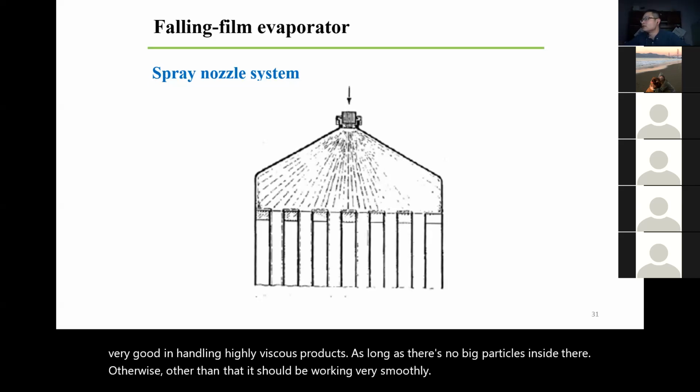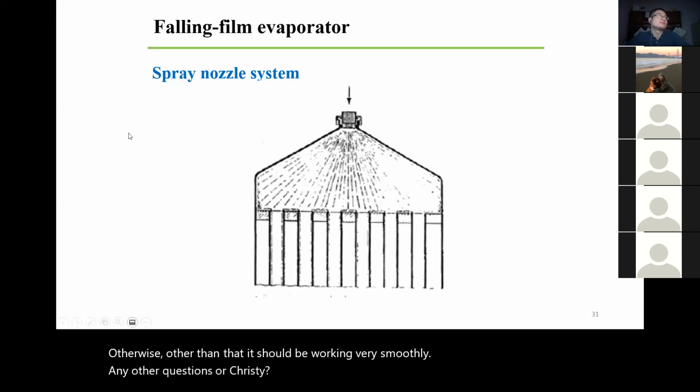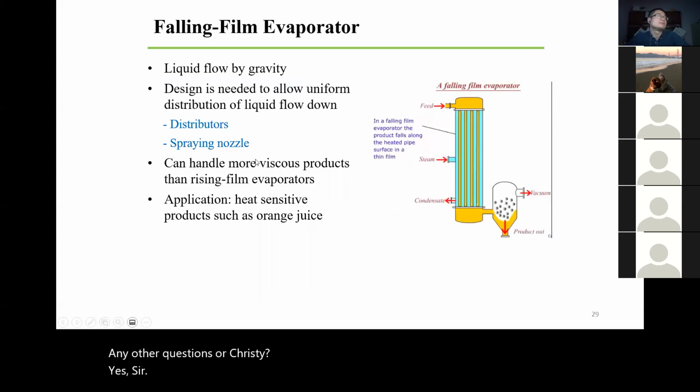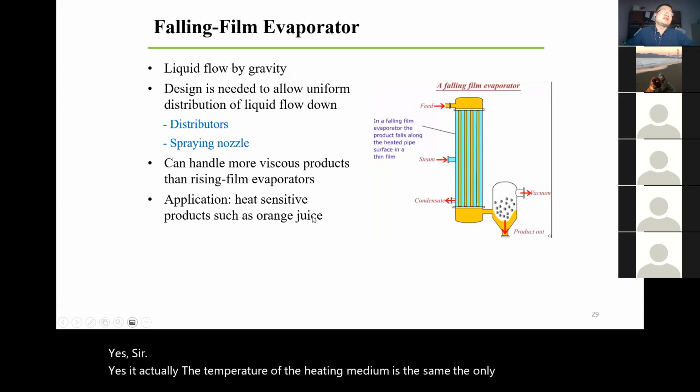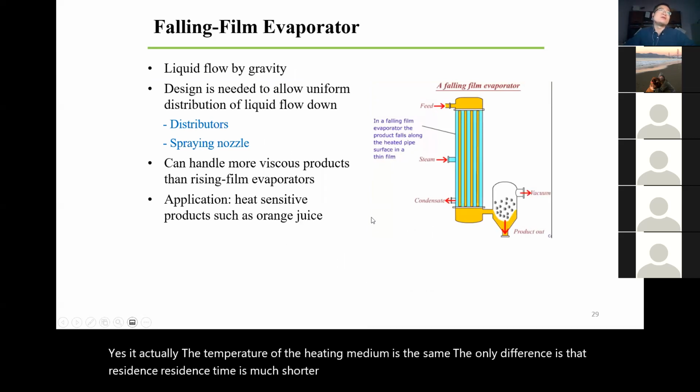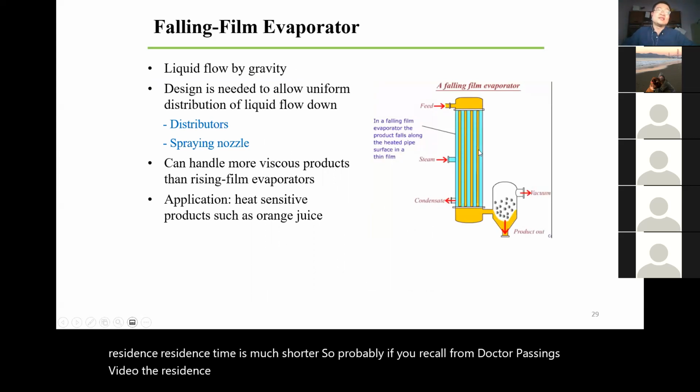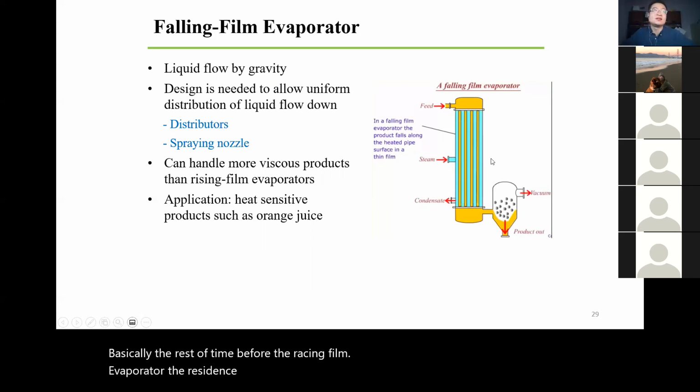Any other questions, Christine? Yeah, for the falling film, does it work at a lower temperature than the rising film? Because it said that it was better for heat-sensitive products. Yes, actually the temperature of the heating medium is the same. The only difference is that the residence time is much shorter. If you recall from Dr. Pausing's video, the residence time here is just 20 seconds. Basically, how long it takes to fall down is the residence time. But for the rising film evaporator, the residence time goes to 3 minutes or so.